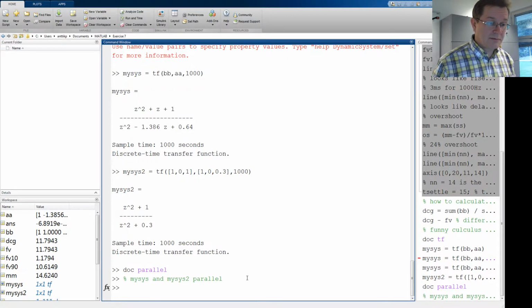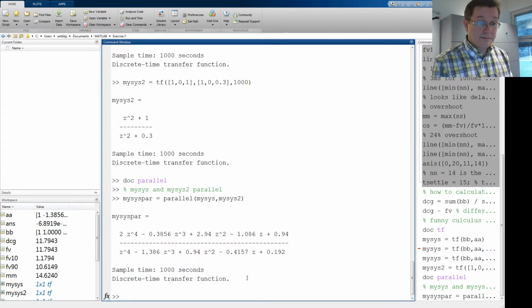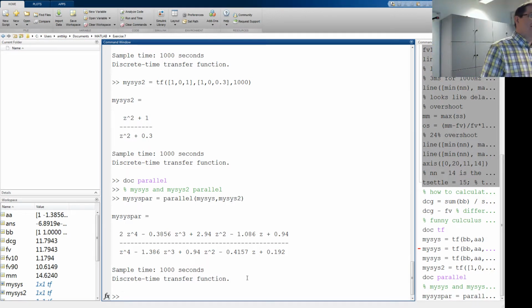The total would be just parallel minus 2. Okay. That's how easy it is actually to start playing with these numbers. It's just a variable. But it's a transfer function variable in MATLAB space.